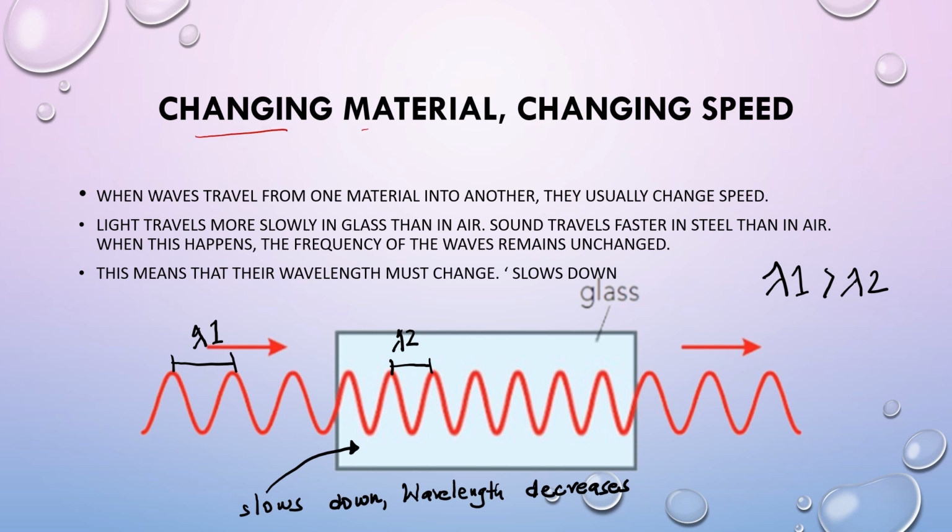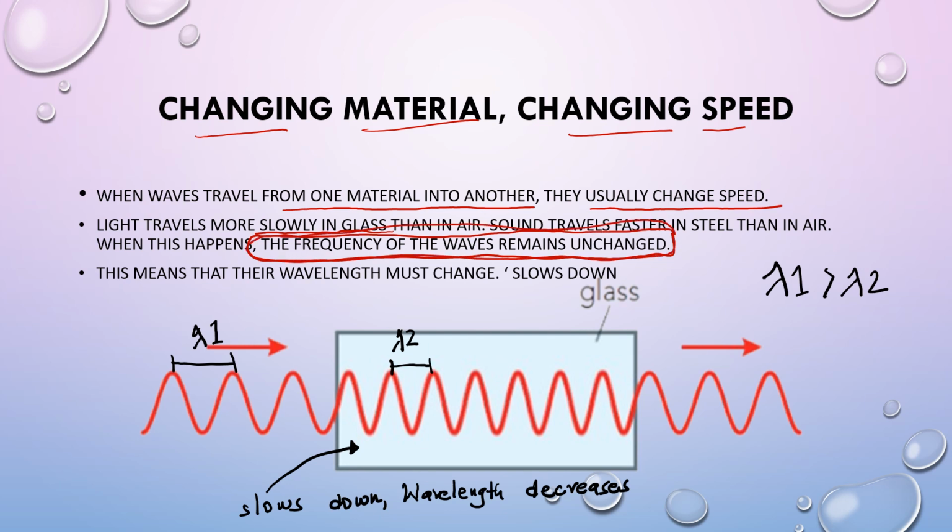Then we have changing material, changing speed. When light travels from one material into another, they usually change speed. Light travels more slowly in glass than in air. Sound travels faster in steel than in air. When this happens, the frequency of waves remains unchanged. This is really important to remember. Jot that down no matter what. Frequency of the waves is unchanged or undisturbed. This means that wavelengths must change.